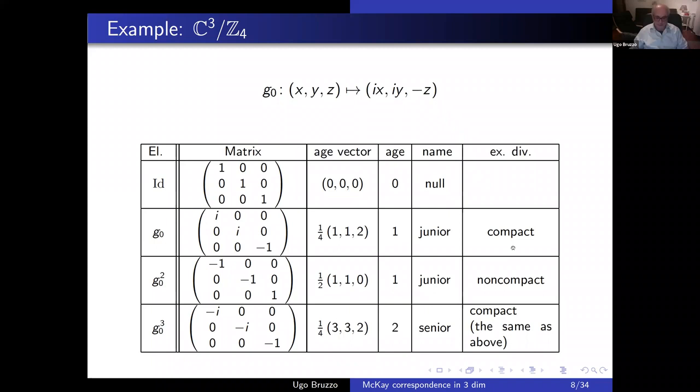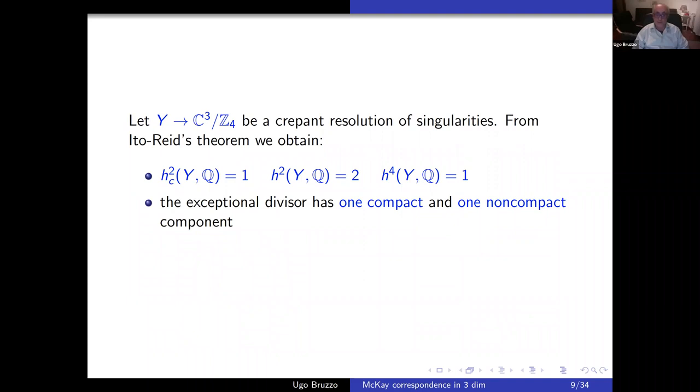Why do we know that the first is compact and the second non-compact? This is because G0 is dual to the only senior class. We have this class corresponding to G0 cubed, whose age is two, so it's a senior, and so it must correspond to a compact component. And it is dual to G0, it's the inverse, right, of G0. And therefore, this is exactly the compact component which corresponds to the first junior class. So, of course, we have no idea of the geometry of this resolution in concrete. We didn't build it, but we already know that we have one compact, one non-compact divisor. And therefore, in particular, as we saw, this also tells us the structure of the cohomology of this resolution of singularity. Okay, so we have these cohomologies very easily.